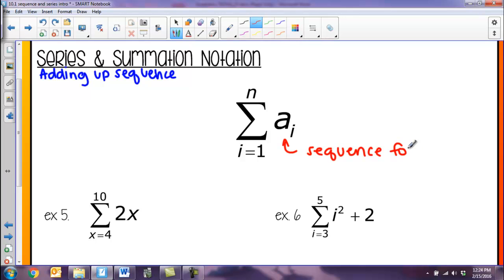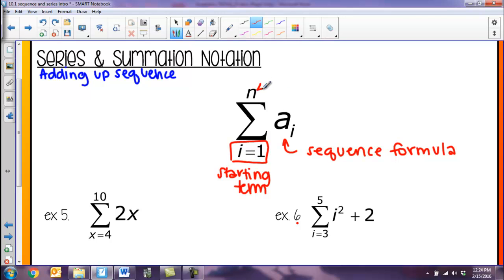And they could use a lot of different letters. The big thing here is that this letter must match that letter. Okay? Again, this letter can change. They can use x, they can use y, they can use whatever the heck they want right there. But this right here is your starting term. So this is telling you that you need to start when your letter equals 1.